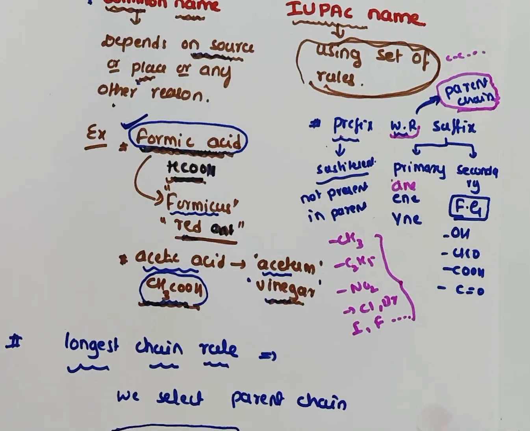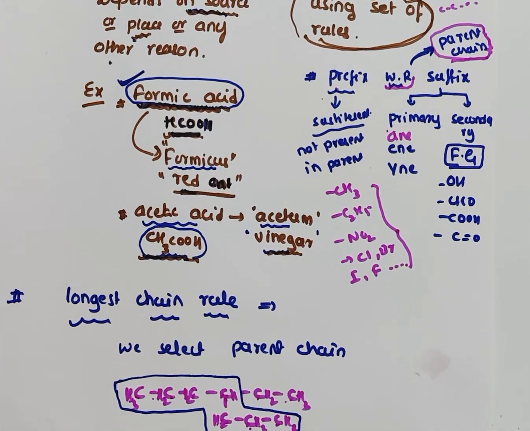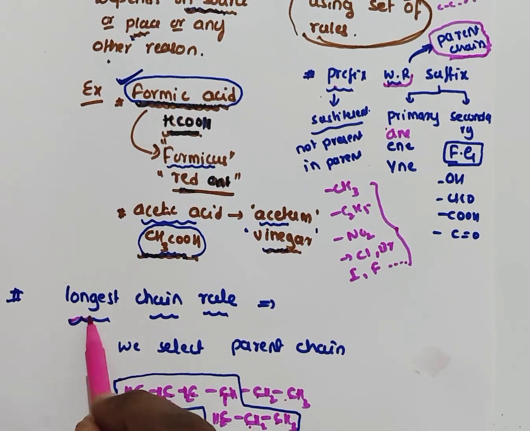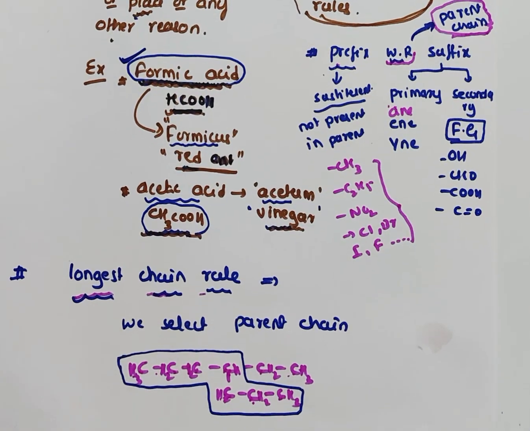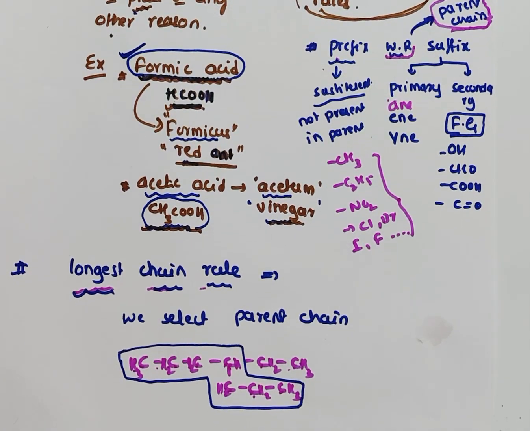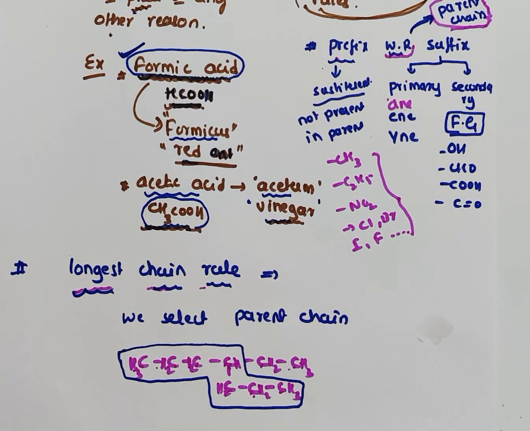Next, we move towards some basic rules. In that, the first rule is the longest chain rule. So, in the given organic compound, first we have to select the longest chain, called the parent chain, which includes the functional group if it is given in the organic compound. Okay, so take this example. In this example, only a hydrocarbon chain is there, means there is no functional group, only a carbon chain.